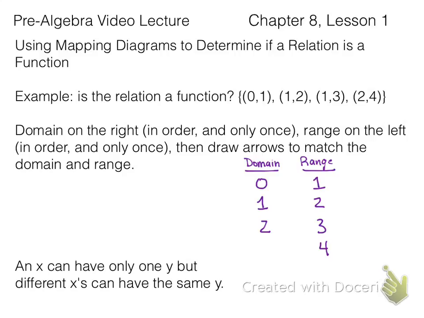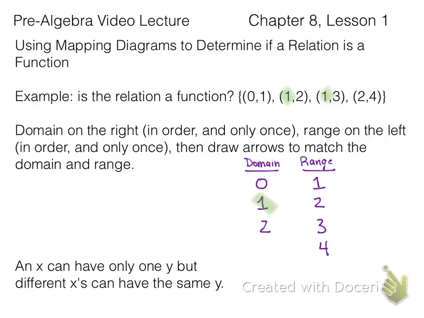Okay, so to make a mapping diagram, you're going to make 2 lists, one of the domain and one of the range. And you're going to put each list in order, so like 0, 1, 2, and only once. So even though I have 2 1s in my domain, I'm not going to repeat them. I'm only going to use it once. Then the range, again in order and not repeating any numbers, and then we're going to draw arrows to match the domain to the range.